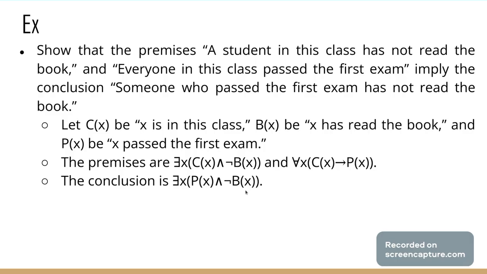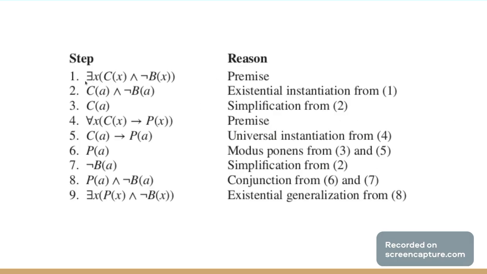Okay, let's look at the first premise. There exists x, Cx and not Bx. Using existential instantiation, we have Ca and not Ba. And using simplification, P and Q implies P, because P and Q is true only if both are 1. So Ca is 1, which means Ca is true. So from 2, using simplification, we have 3.